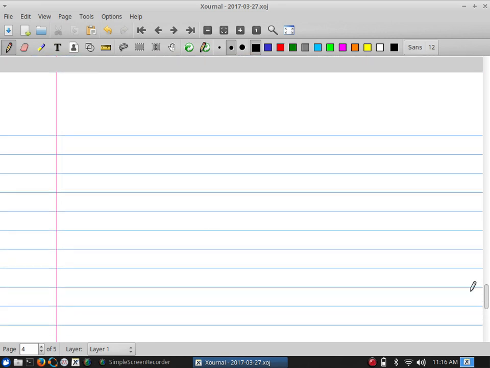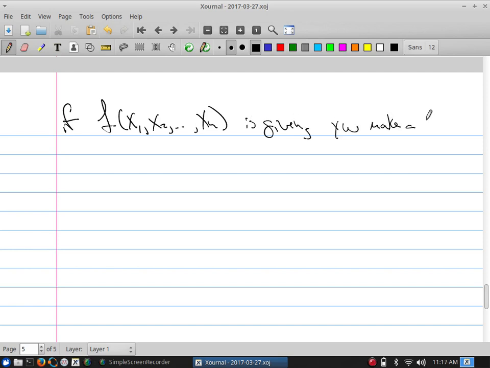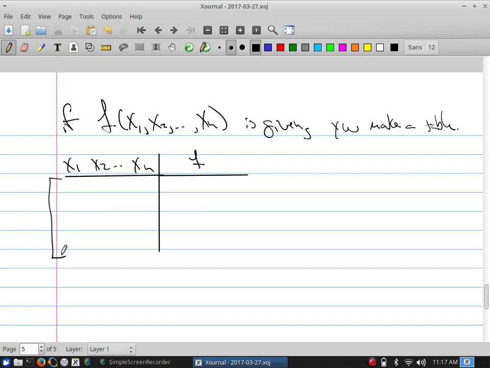Now, on the other hand, here's kind of an interesting question. If you were given f of x1, x2, up to xn, and then you make a table, that means I would have x1, x2, up to xn. And I make this table. Eventually, over here, I'm going to have the function f, if I evaluate everything. How many rows does this have? Why? Why are there 2 to the n rows?